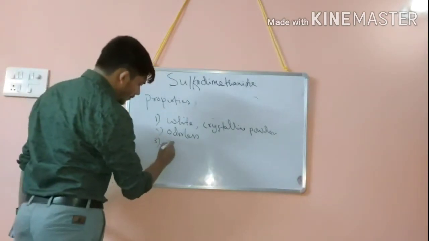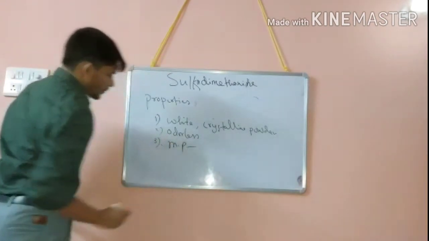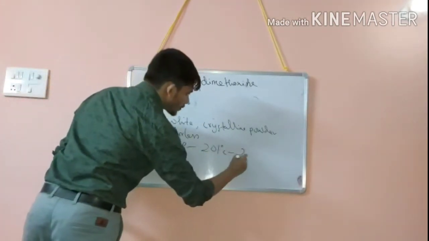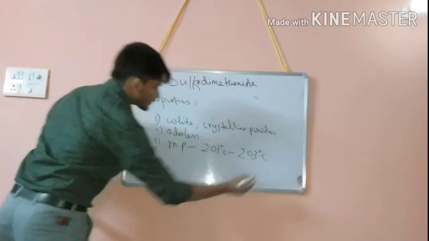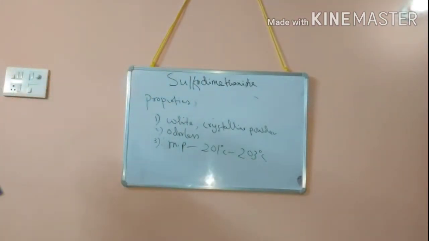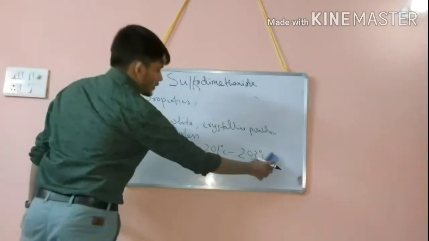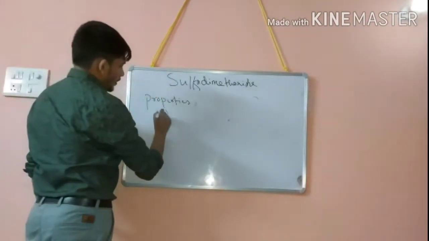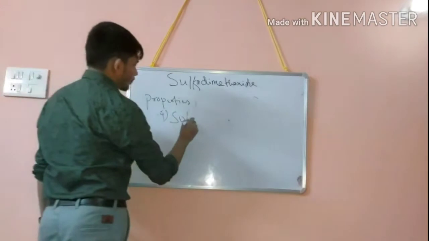First we will see the melting point. The melting point ranges from 201 degrees Celsius to 203 degrees Celsius. So this is the melting point range. Next is another property, the solubility profile.